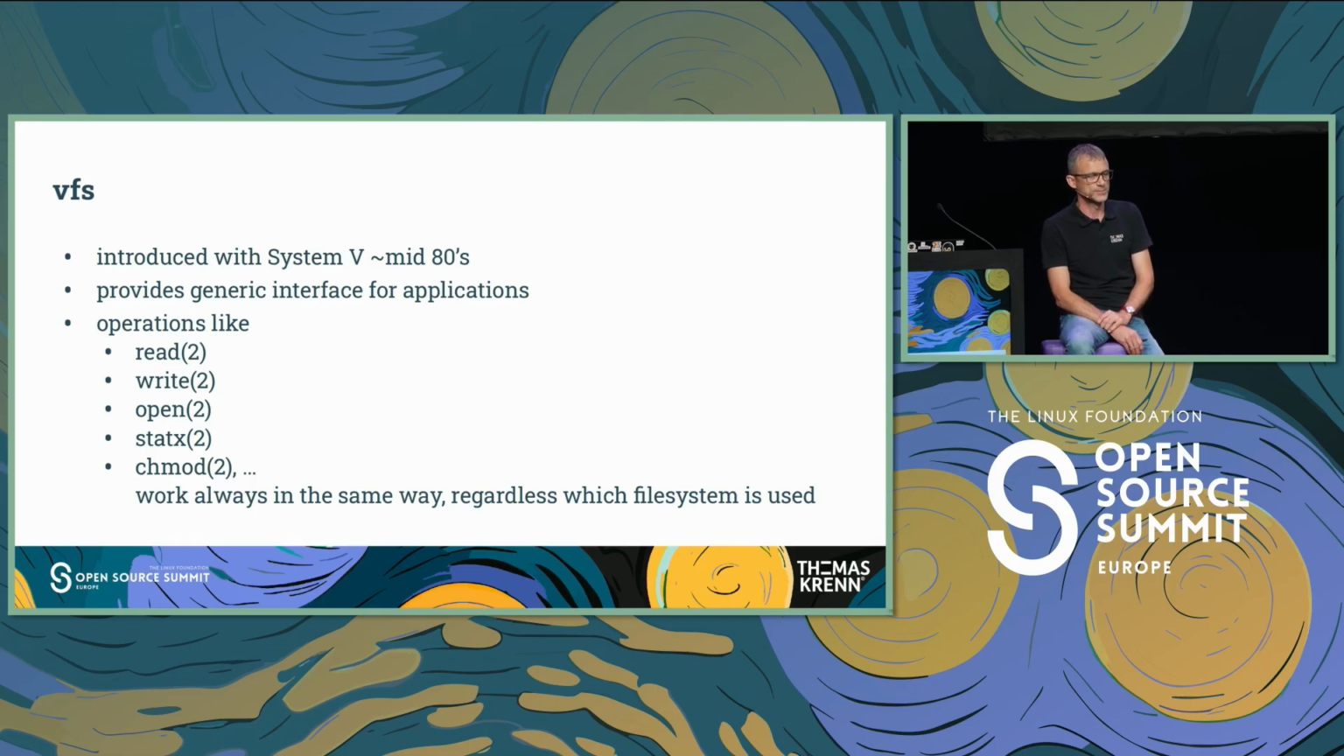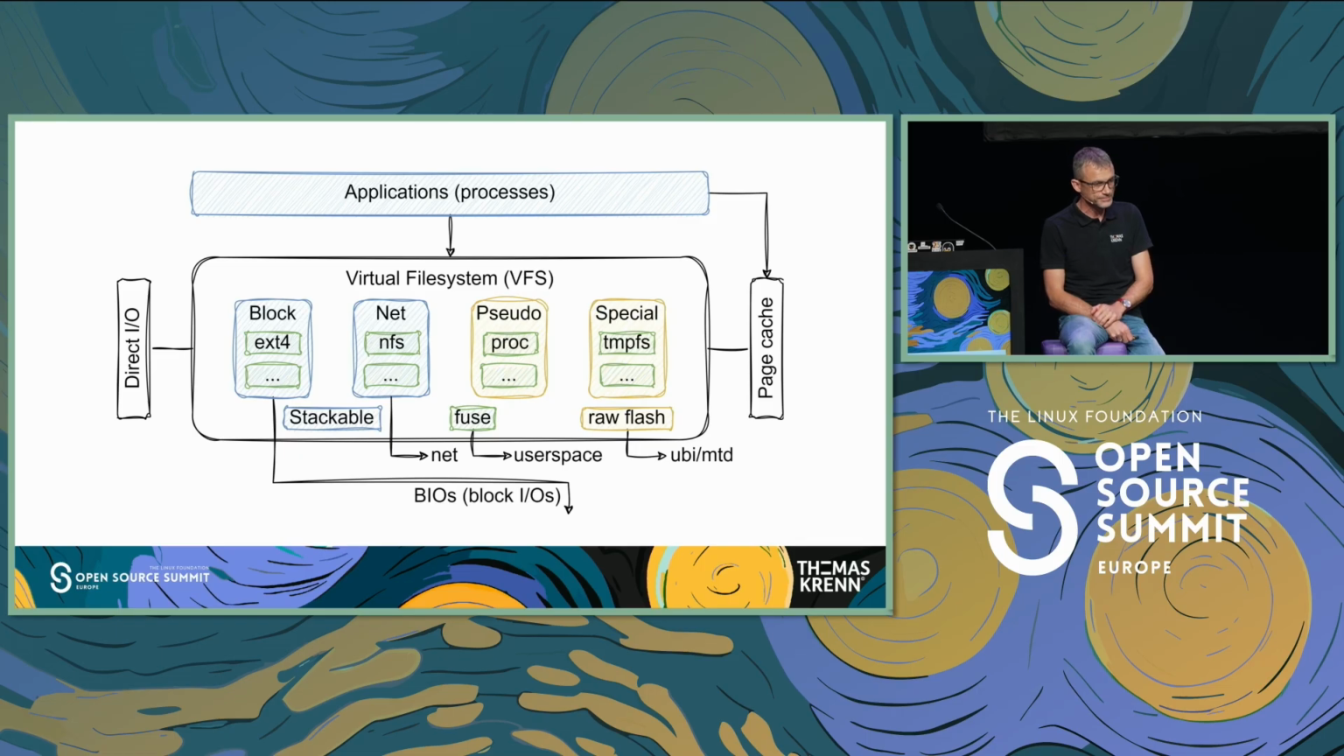By the mid-80s, it had been introduced with System 5, and it provides a generic interface to the applications. The big advantage is that operations like read, write, open, and so on always work in the same way, regardless of which file system is being used, whether it's a block file system, a network file system, or a special file system. Everything is a file in Linux. So we can take advantage of this when going down the storage stack.